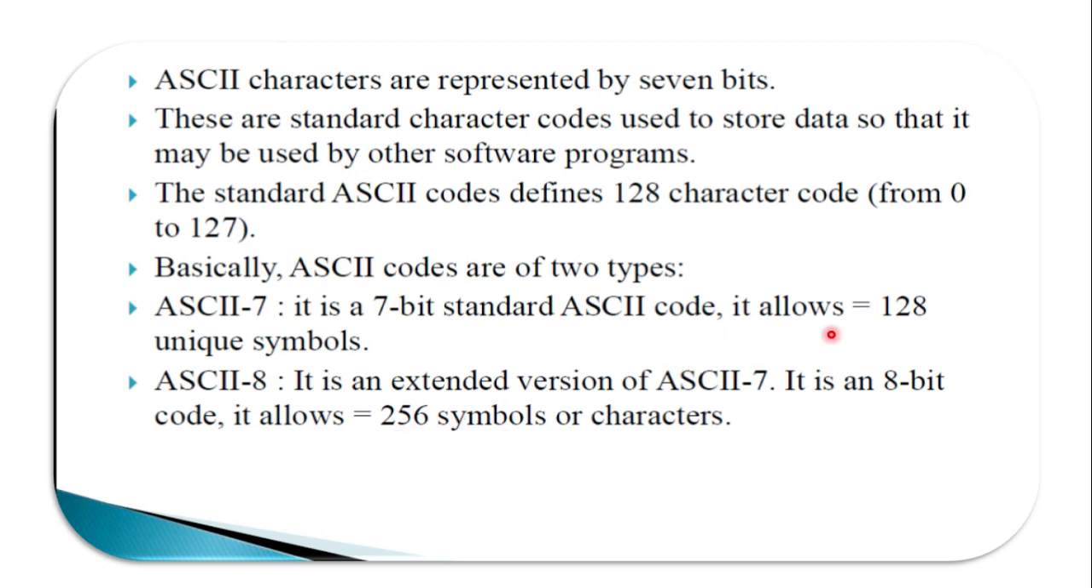See, there is a doubt now. 7-bit means 128, and when it comes to 8 bits it becomes 256. Here it is very simple. We have only 2 symbols. How many symbols? 2 symbols. Which are those symbols? 0 and 1.